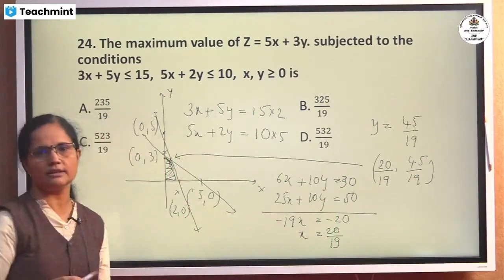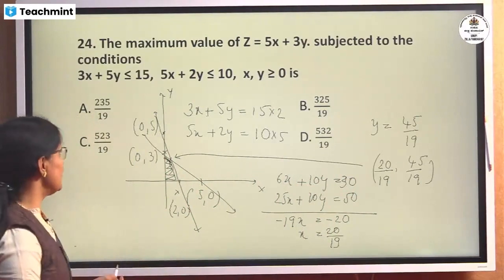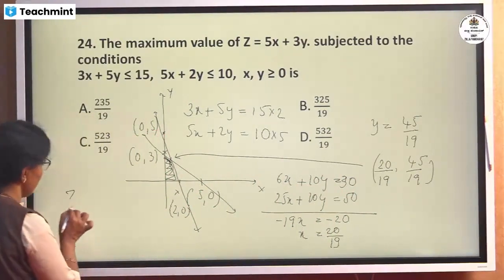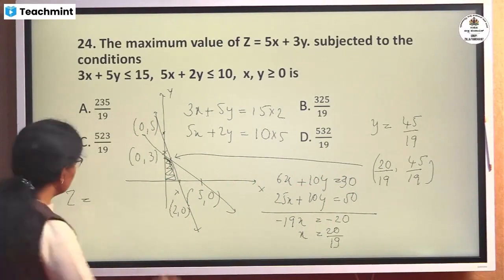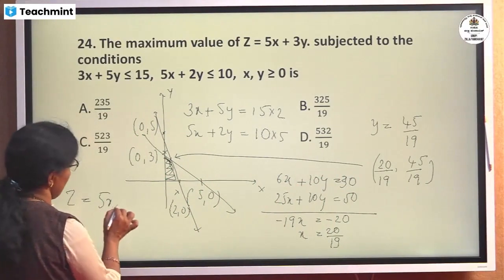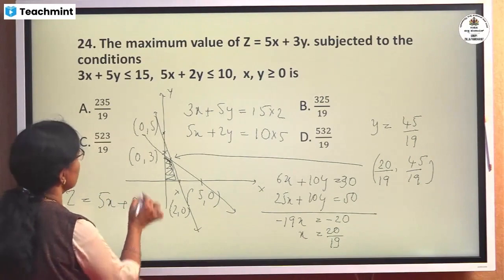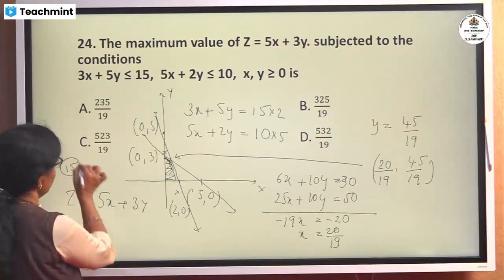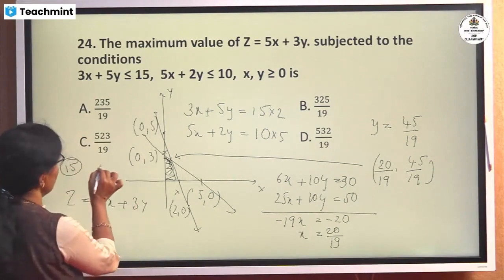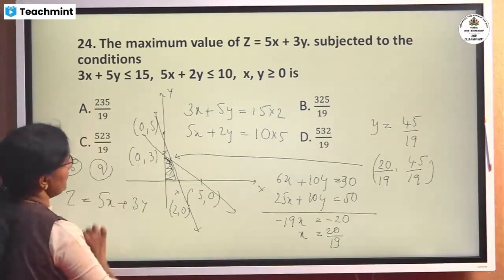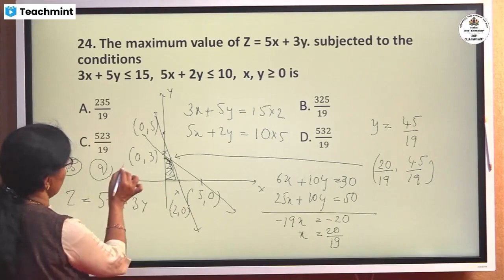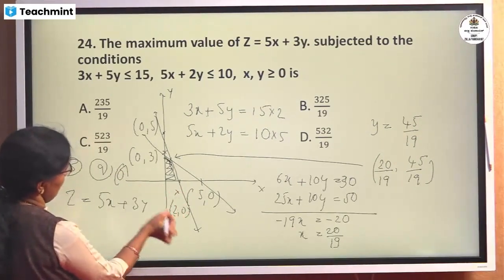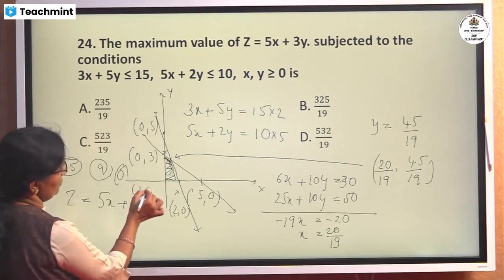Now calculate the value of z at this point. At this point, the z is equal to what? Z is equal to 5x plus 3y. At this point, what is the value? 15 is the value. I will note 15. At this point, 9 is the value because x coordinate is 0. At this point, the value is obviously equal to 0. At this point, 5 into 2, the value is equal to 10 itself.